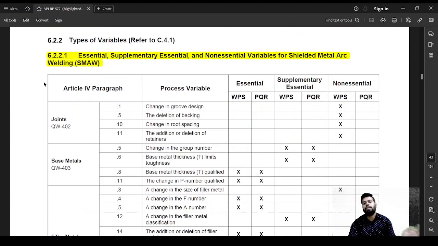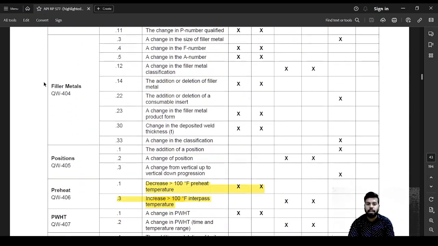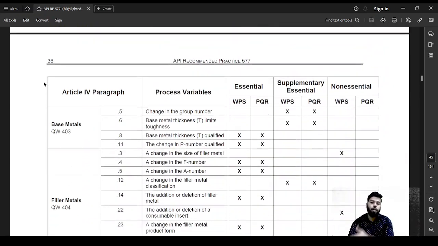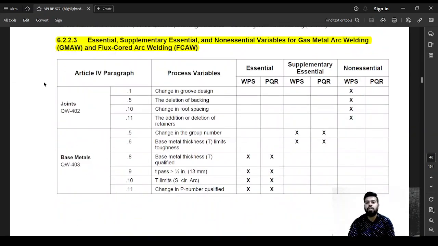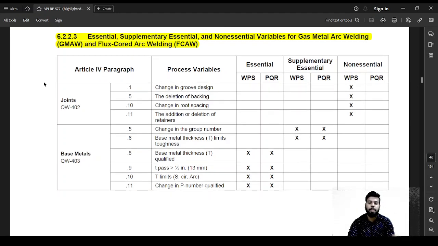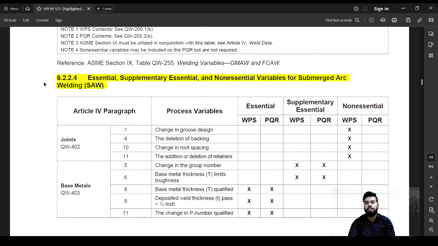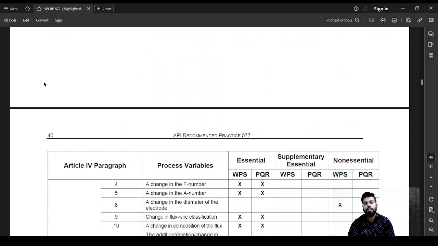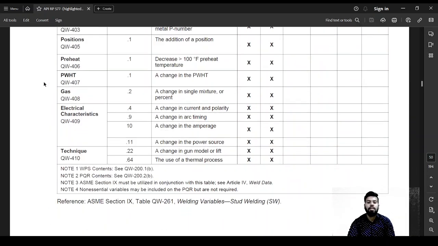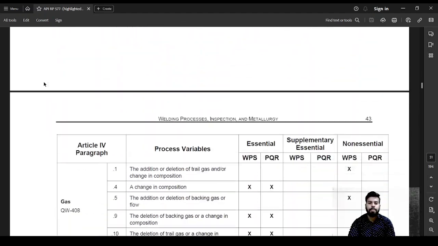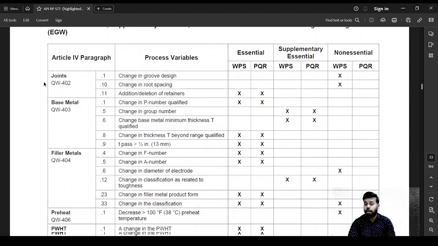Types of essential variables. So this is the entire table. We have talked about this in ASME section 9 also. For SMAW, what are essential, supplementary essential and non-essential variables are given here. This is for the GTAW process, essential, supplementary, non-essential variables. It's for GMAW, essential, non-essential and supplementary essential variables. This is for submerged arc welding. The same thing we have seen in section 9. This is for plasma arc welding, electrogas welding.